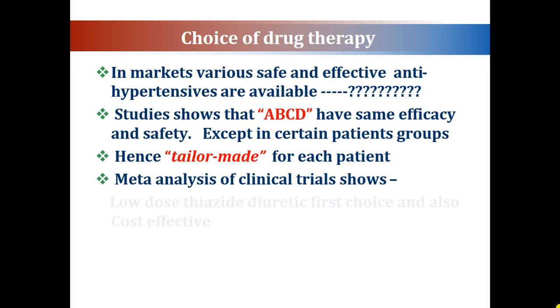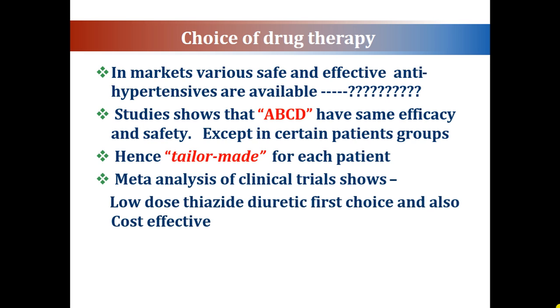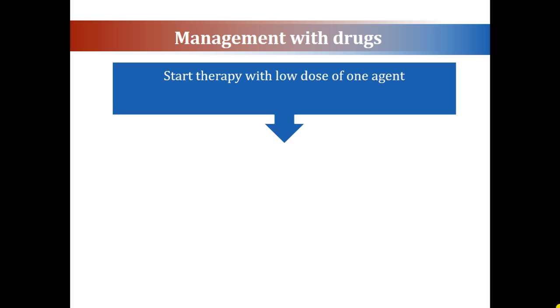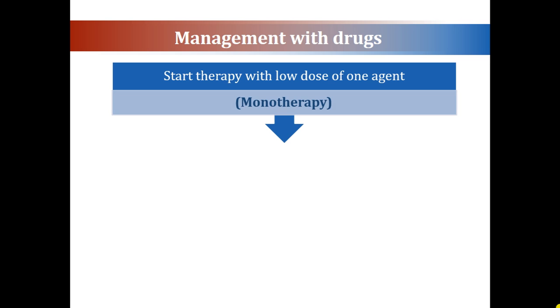Meta-analysis of the clinical trial shows that low-dose thiazide diuretic is first choice and it is also a cost-effective option. Now we start with management with drugs. Start the therapy with the low dose of one agent only. Usually start with the monotherapy.